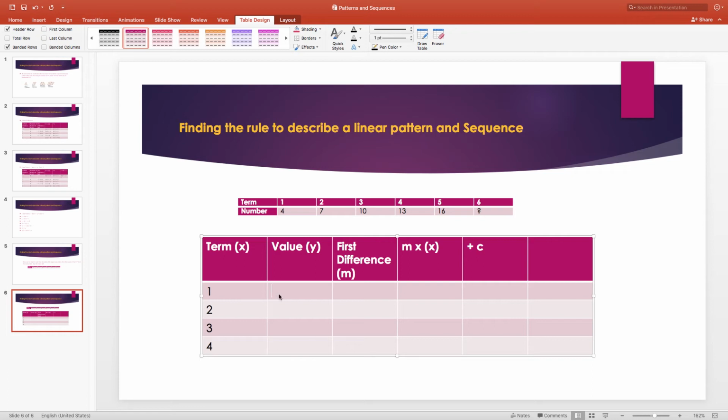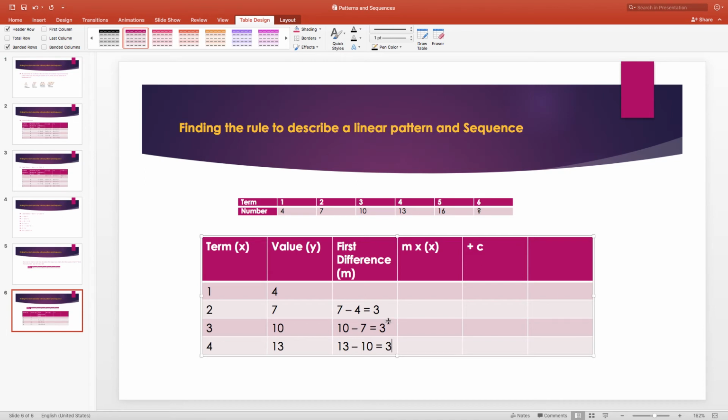The values would be 4, 7, 10, and 13. Now I'm going to find the first difference, so that would be 7 minus 4, which equals 3. 10 minus 7 equals 3, and 13 minus 10 equals 3. So again, the first difference is constant. This means this is a straight line or a linear pattern, and that's my m value.